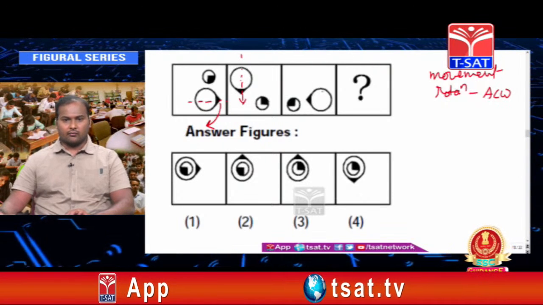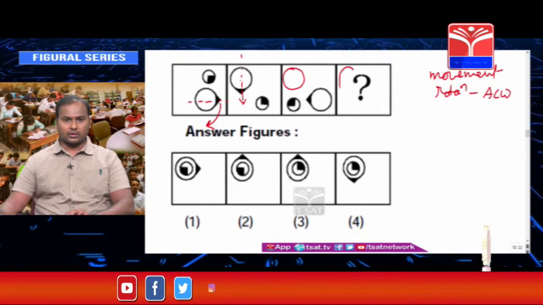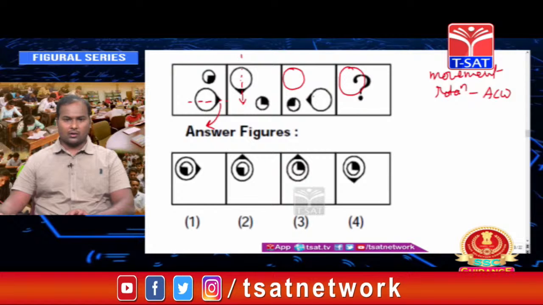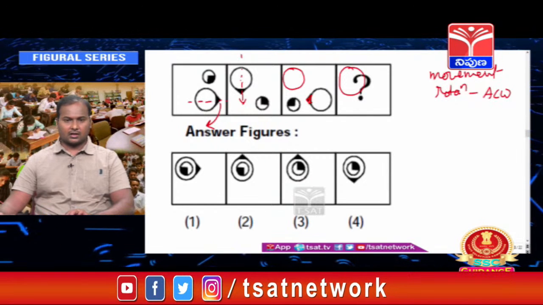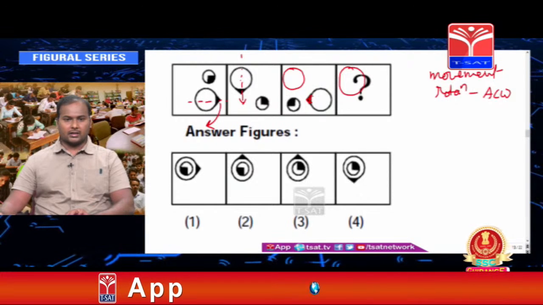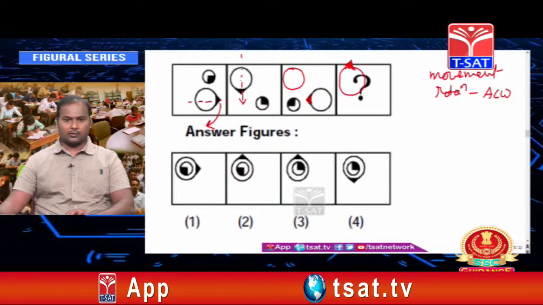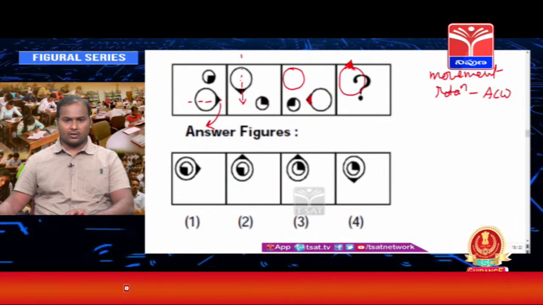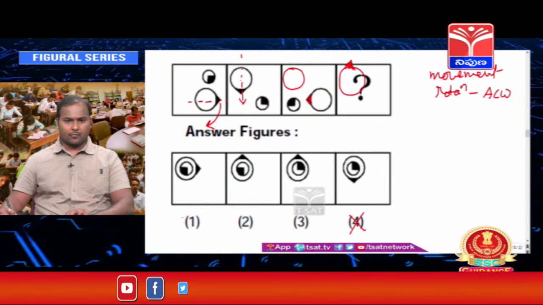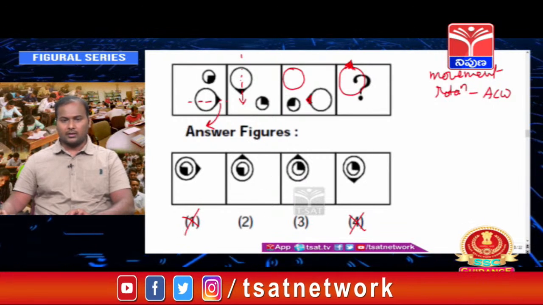Now when it moves to this corner in the answer figure, it will move here. Now it is showing this direction, this darker one. Now it is rotating anti-clockwise how many degrees? 90 degrees. The moment it rotates, it will be on the top. So this darker part will be on the top. The moment you see this, option 4 is eliminated, option 1 is also eliminated. Now your answer will be 2 and 3.